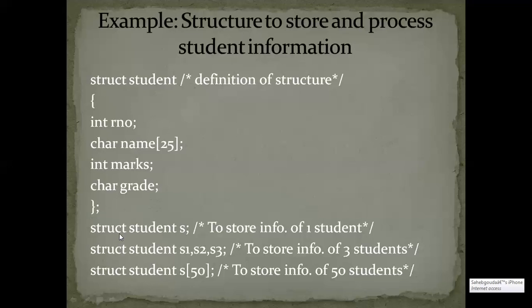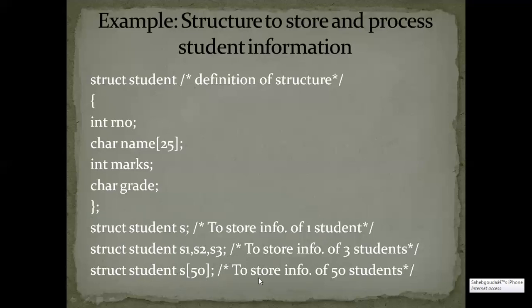Here we have struct student S. So it means that it stores the information of one student. Okay, struct student S1, S2, S3, end with semicolon. Here we have to store the information of three students. How many students? Three students. Okay, struct student S of 50.